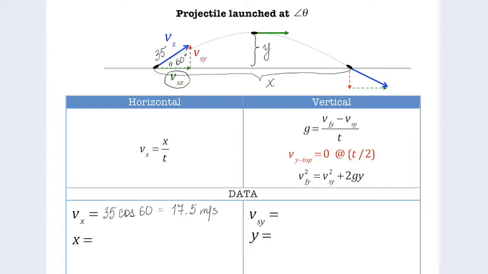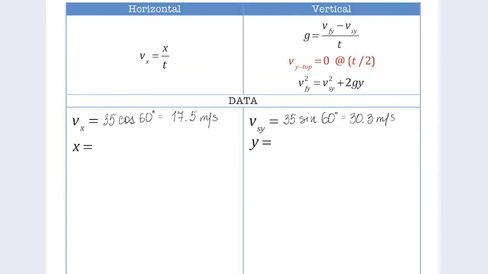The vertical component, this one right here, we can find through sine, so it will be 35 sine of 60 degrees, and that will give us 30.3 meters per second. Make sure that you keep them separately, because otherwise you might mix them up and it's not going to do us any good.